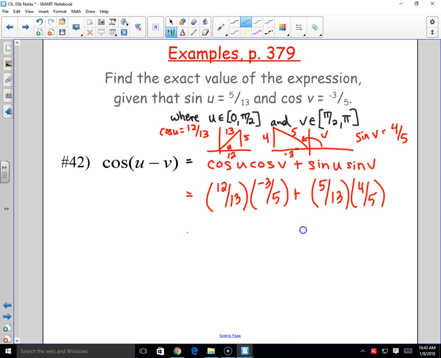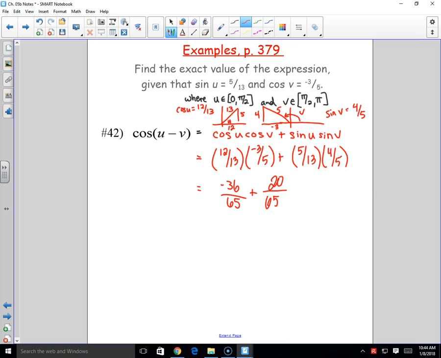Mental math, 5 times 13, I think, is 65. You guys agree? -3 and 12 is -36 plus. Same common denominator because we're using both triangles. 65. 5 and 4 is 20.